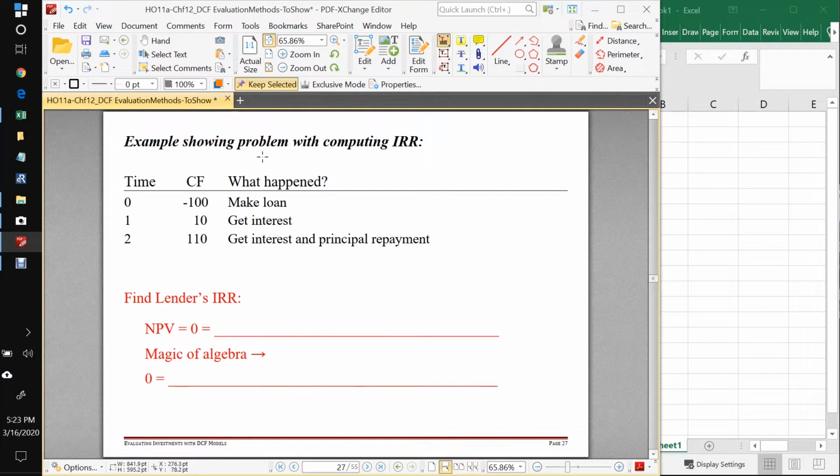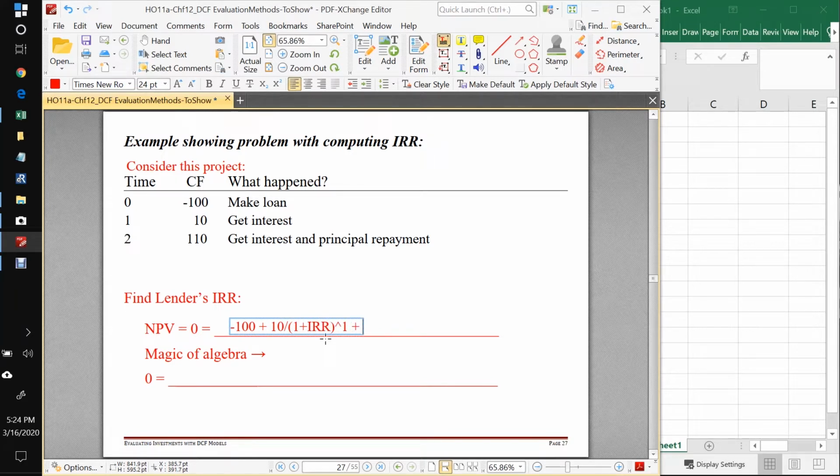So let me show you an example illustrating the problem with computing the IRR. So let's say we've got this project. At t equals 0, we'll make a loan of 100. At t equals 1, we'll get an interest payment. And at t equals 2, we'll get another interest payment, and we'll get our principal repaid. Okay, so with our NPV equation, setting it equal to 0 for the IRR, we're going to get something like this. Minus 100 plus 10 over 1 plus IRR raised to the 1 plus 110 divided by 1 plus the IRR raised to the 2.